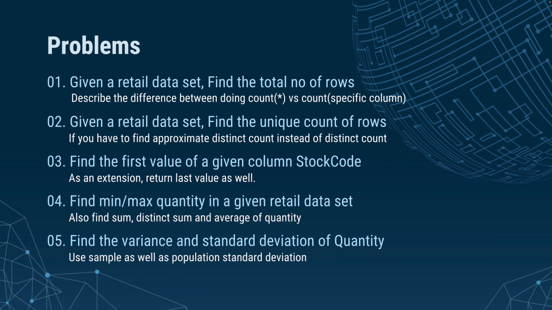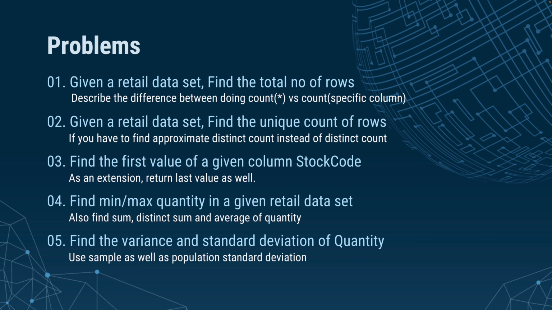Now let's go through problem statements 3, 4, 5 and further 6th and 7th. We'll just club them together and understand what we really want to do. Problem statement 3 says that I want to find the first value of a given column, stock code, and as an add-on also return the last value, right? Also, we want to find the min and max of a given column called quantity in the given retail data set.